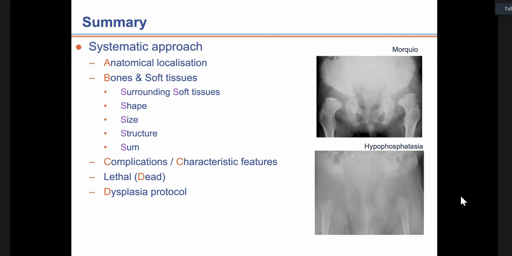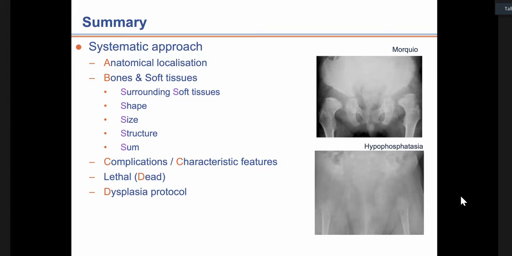So in summary, we have gone through a systematic approach to looking at radiographs where we're considering a skeletal dysplasia. We talked about the dysplasia protocol at the bottom here. If there are existing radiographs, don't repeat them. If it's asymmetrical, do both sides. Otherwise, do one side. If you're worried about the C-spine, do dedicated C-spine extension and flexion views.